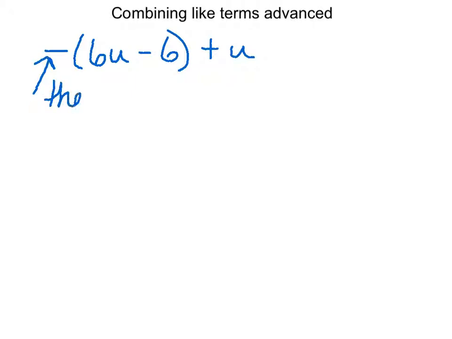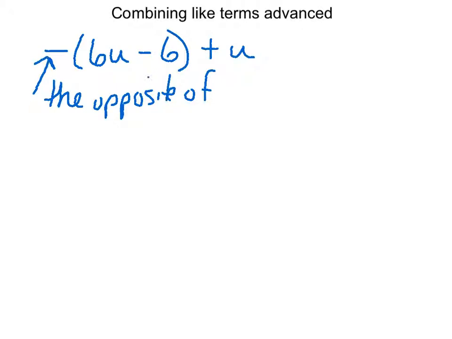Something like negative parentheses. Let's do 6u, we'll do minus 6 just to add some interesting things, plus u. Alright, so one thing I would like to say, if you have something like this first quote-unquote negative sign, you can think of it as a negative sign, but I like to think of it as the opposite of. If you think of it that way, what you should catch yourself doing is say, gee, I need to take the opposite of 6u, and I need to take the opposite of negative 6. And once you've done that, you won't need the parentheses anymore.